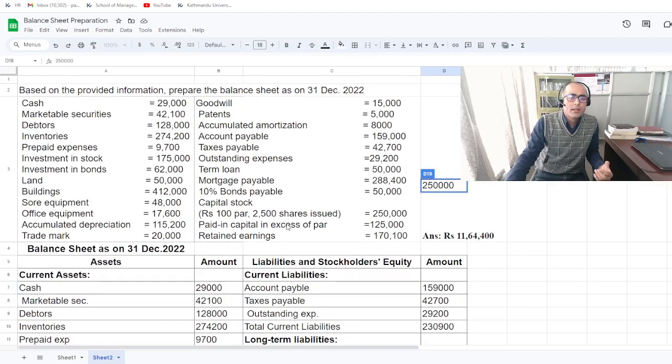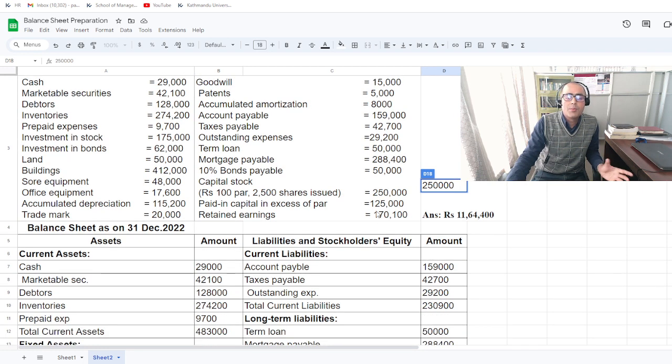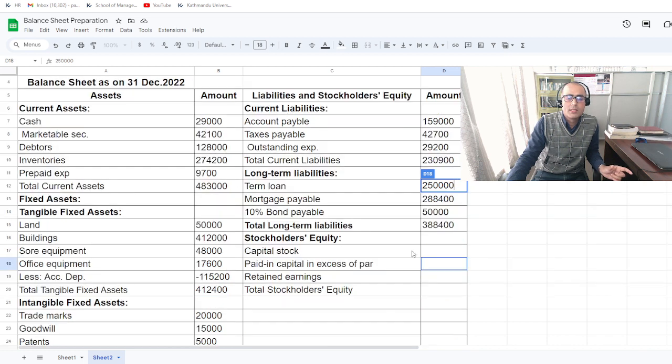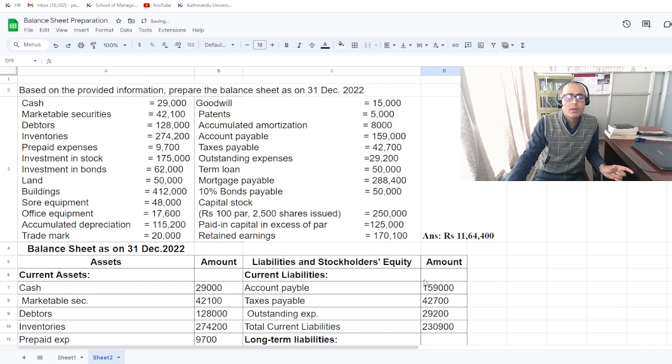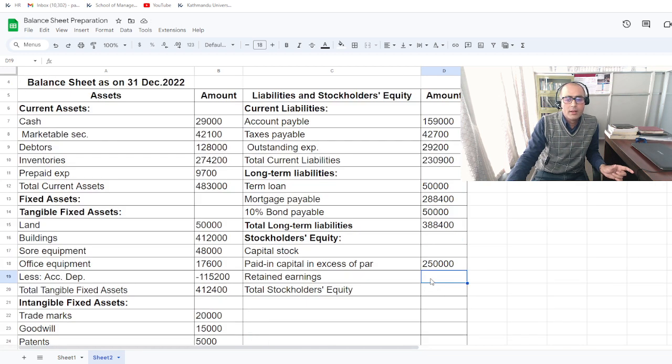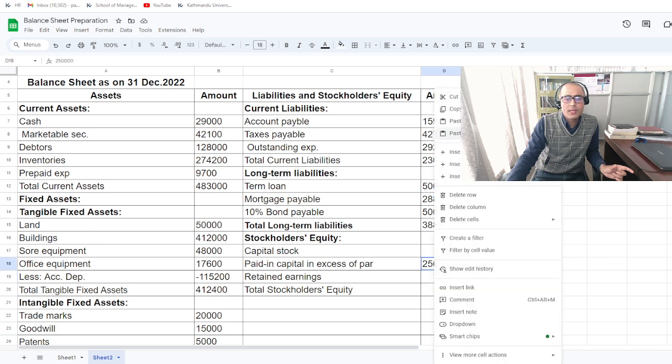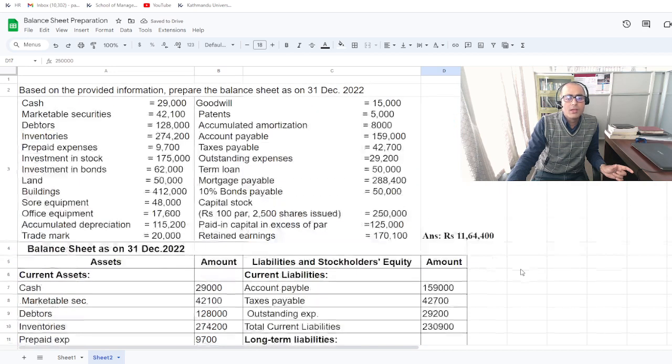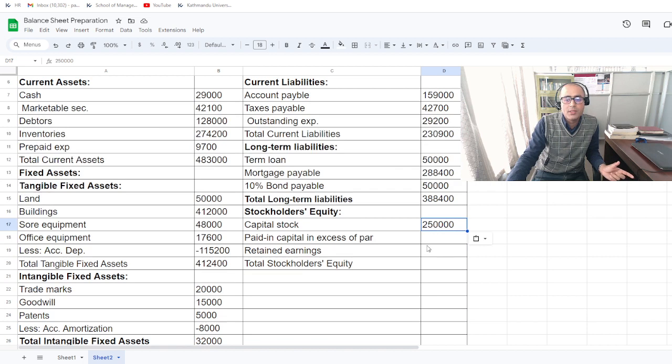Similarly, retained earnings. What is left after distribution of dividend is known as the retained earnings, an internal source of finance. However, it has an opportunity cost. Now, that's the capital stock here. Additional paid-in capital in excess of par, that is your share premium, 1,25,000.